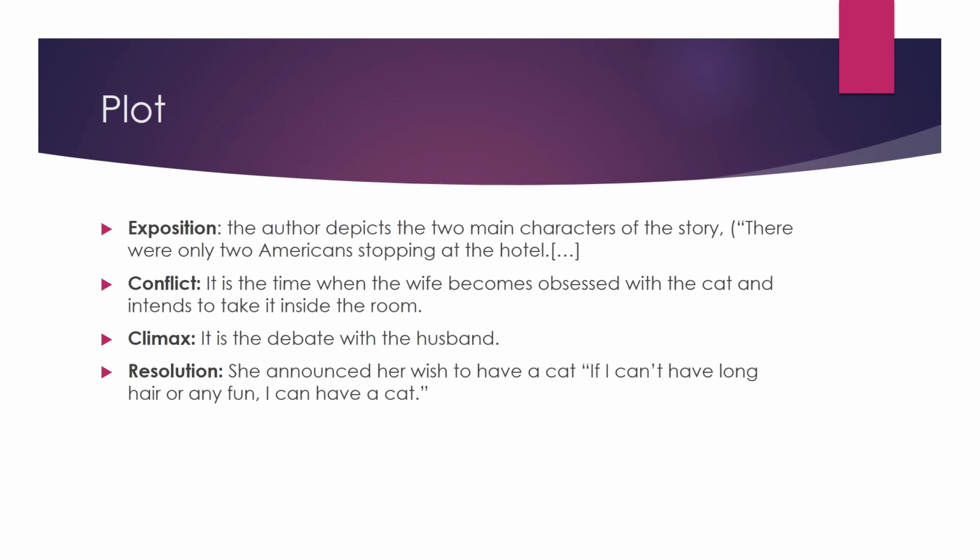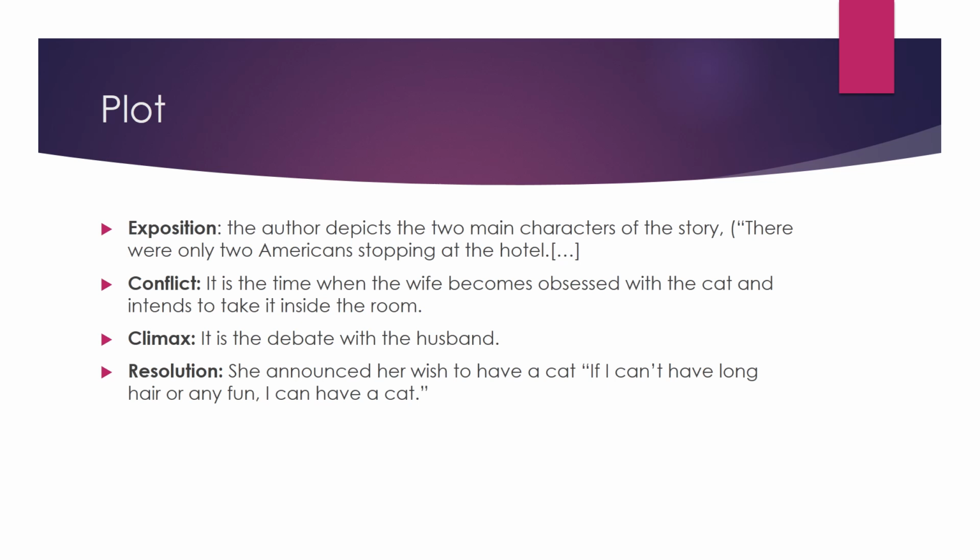As for the first part of the plot, the author depicts the two main characters of the story. There were only two Americans stopping at the hotel. So here we have the introduction of the scene and the type of characters. They are two typical Americans. So this is the exposition. This is the introduction to the scene, to the characters, to the type of the story and events that we are facing.